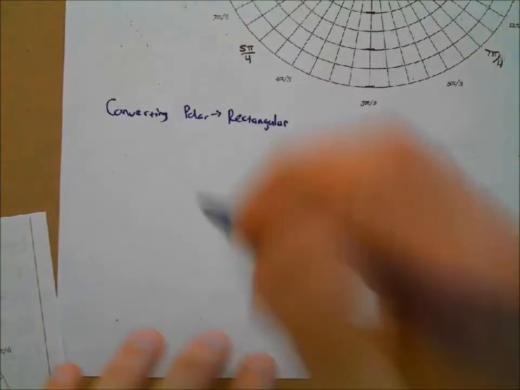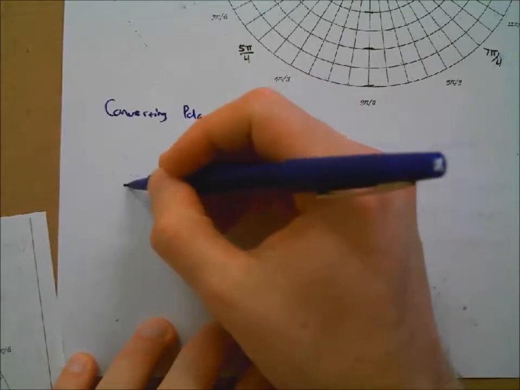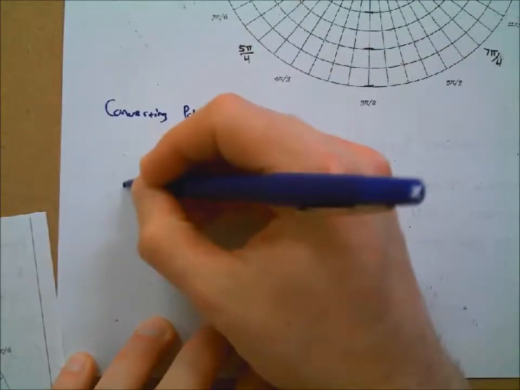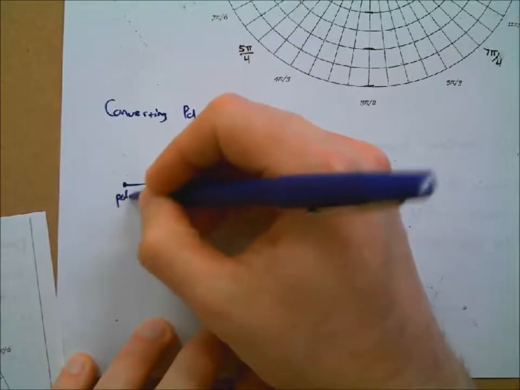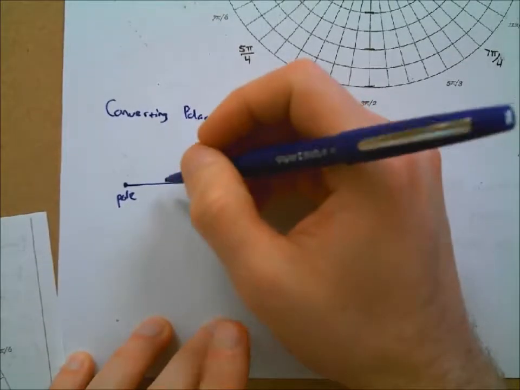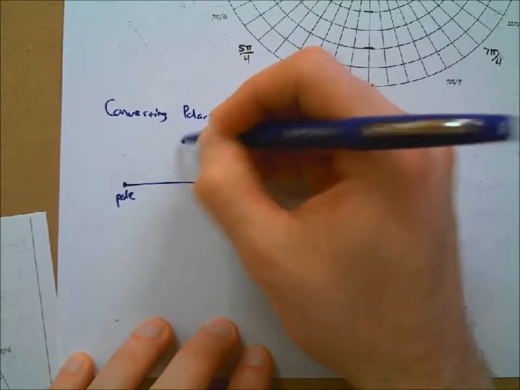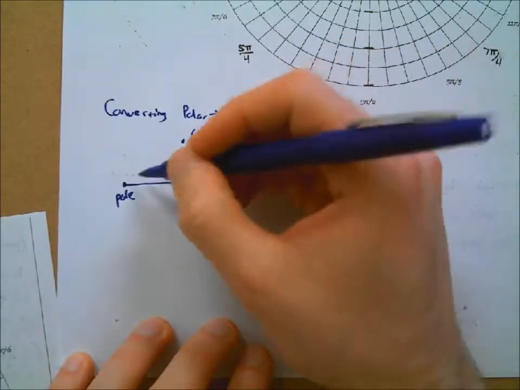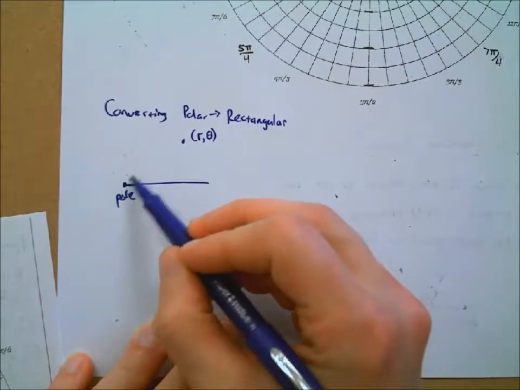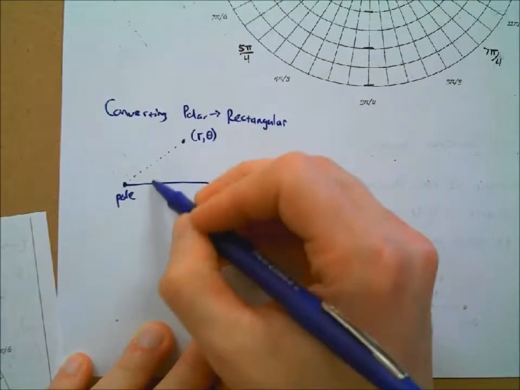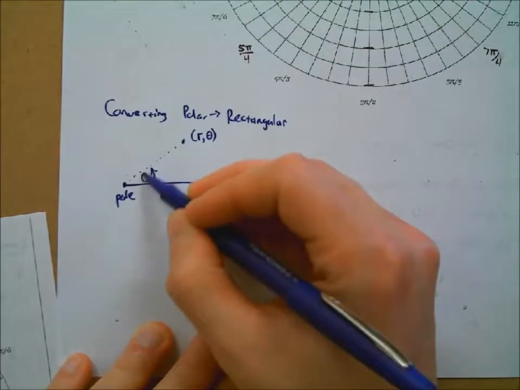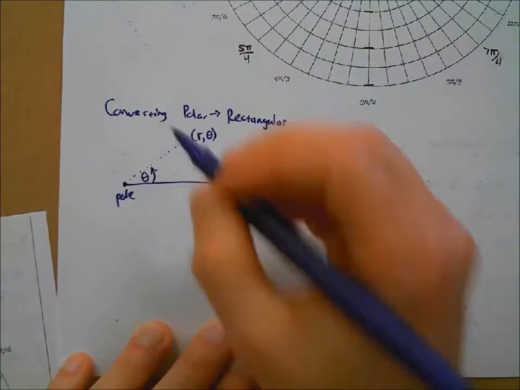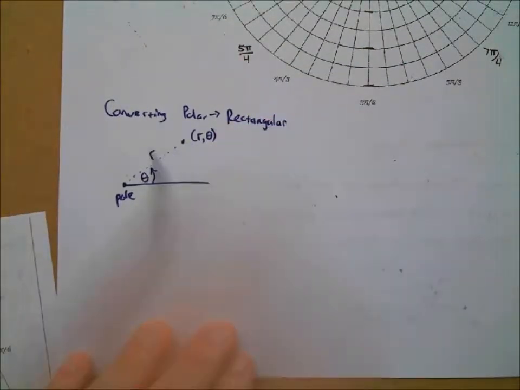I'm going to draw again that little picture that I showed you earlier about how we locate a point on the coordinate plane. So let's say, for example, here again I've got a point with coordinates r, theta, which means I had to rotate a certain angle theta here, and then go out a certain distance r from that pole.